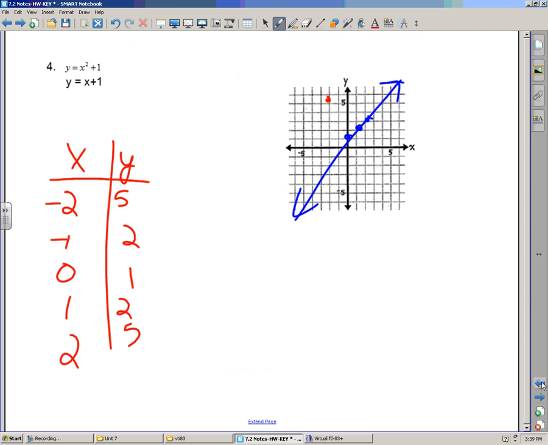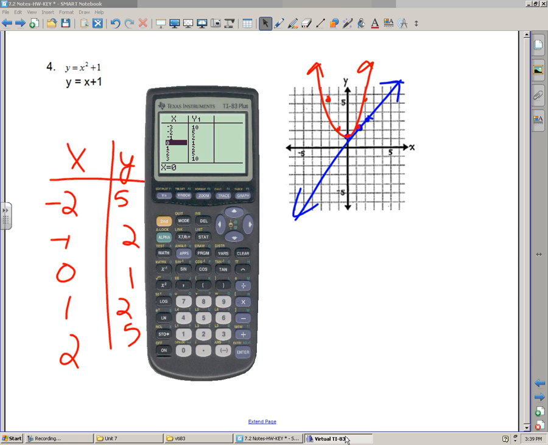So negative 2, 5, negative 1, 2, 0, 1, 1, 2, 2, 5. And there are 2 points of intersection again. We'll double check on the calculator. And then we will call it a day.